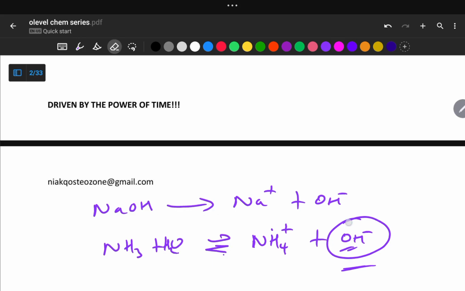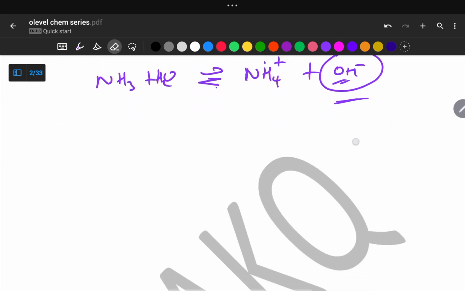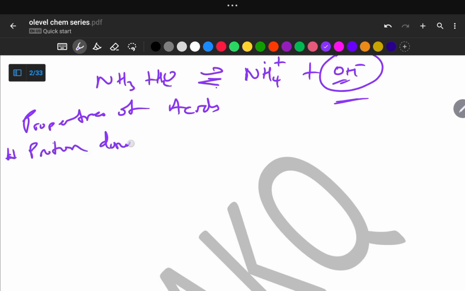So we want to give the properties of an acid and the properties of the bases, right? So for O level, we go straight to the properties, and then we are going to explain the reactions when we are discussing salts, right? So the properties of an acid. We define an acid as a proton donor. This is the first definition of an acid. This is what you call the Bronsted-Lowry definition. An acid is defined as a proton donor.